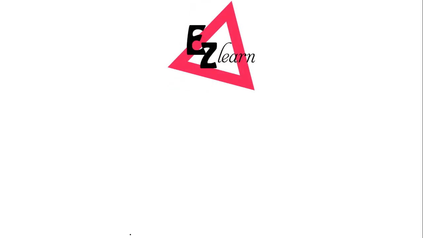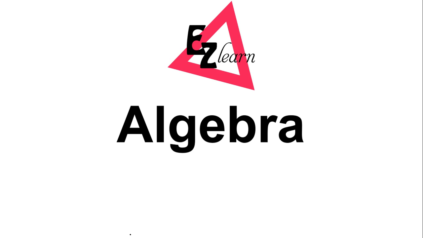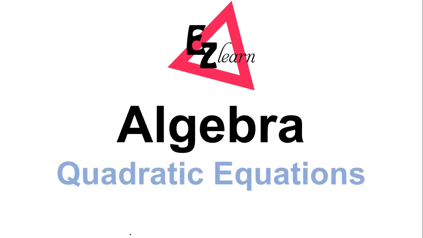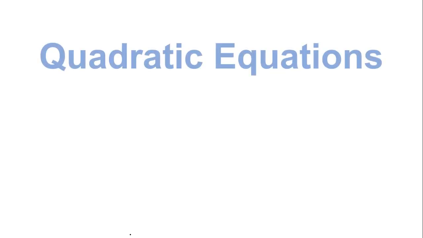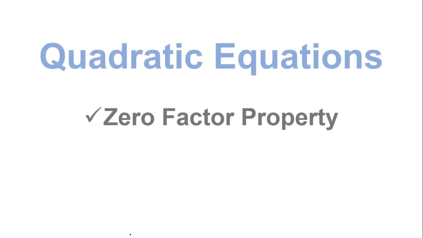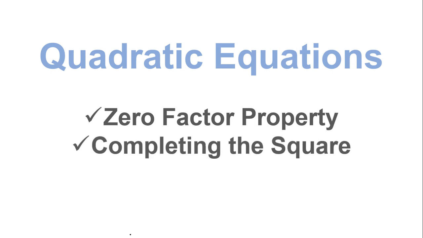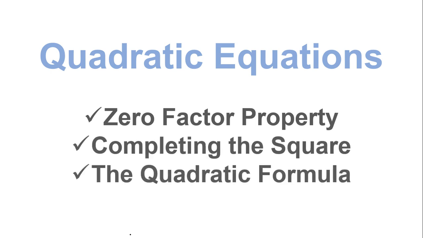And today's topic is algebra, within which we're going to be doing quadratic equations. Now, we've already discussed that quadratic equations can be solved using three methods. One of them is zero factor property, the other one is completing the square, and the last one is the quadratic formula. Now, for the zero factor property, I've already discussed it in my previous video.